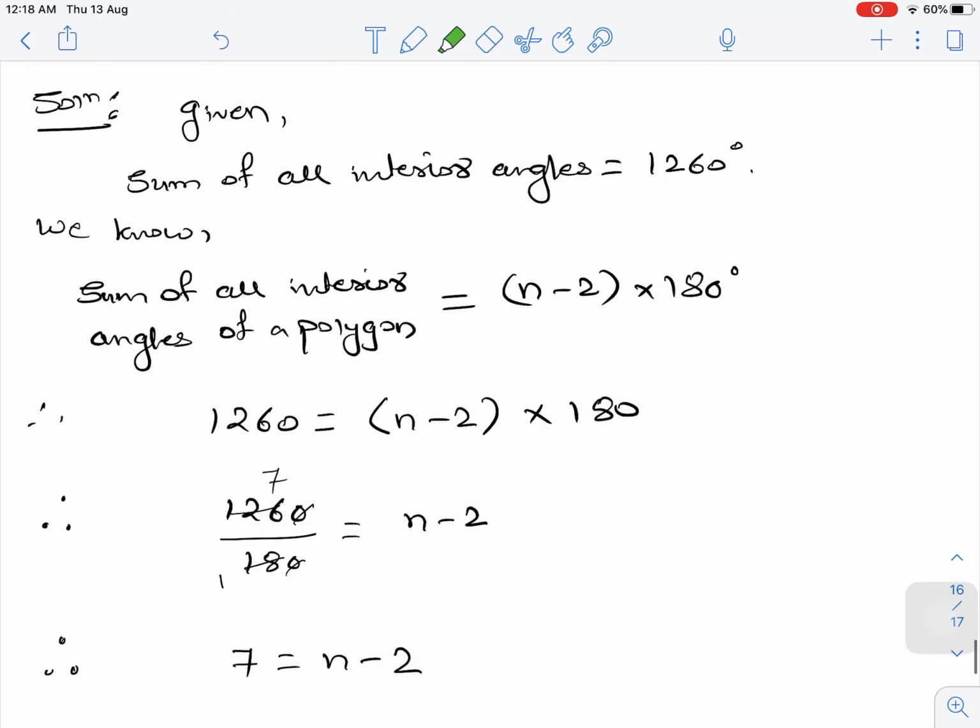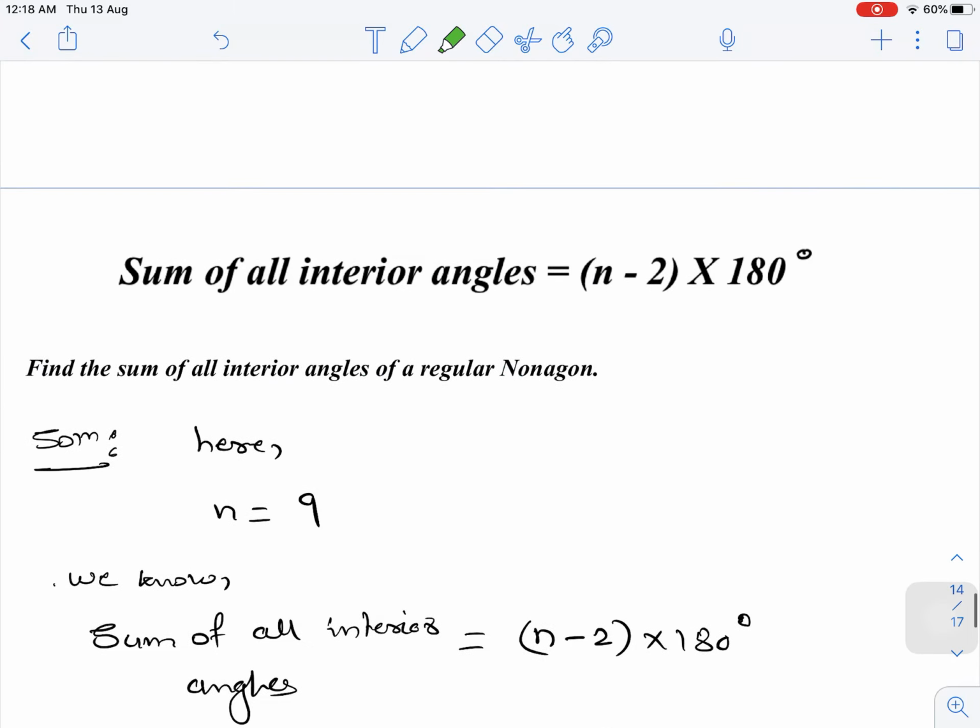So in this way, by using the formula, which formula? That is, the sum of all interior angles equals n minus 2 into 180. We can find the sum of all interior angles, and when these angles are given, we can find the number of sides. Okay, so this much is enough for today.